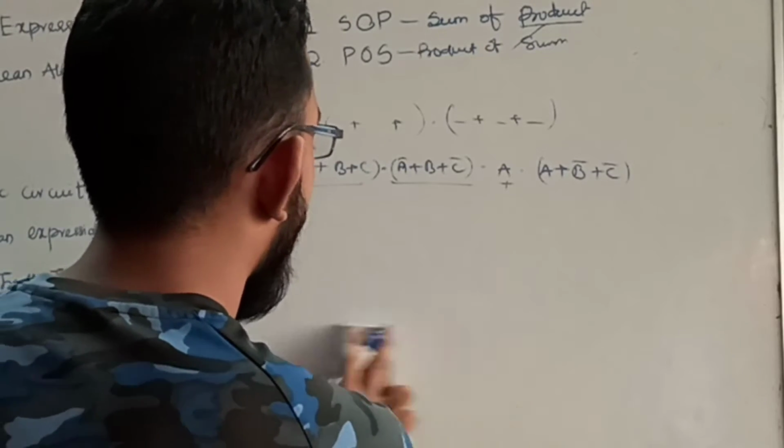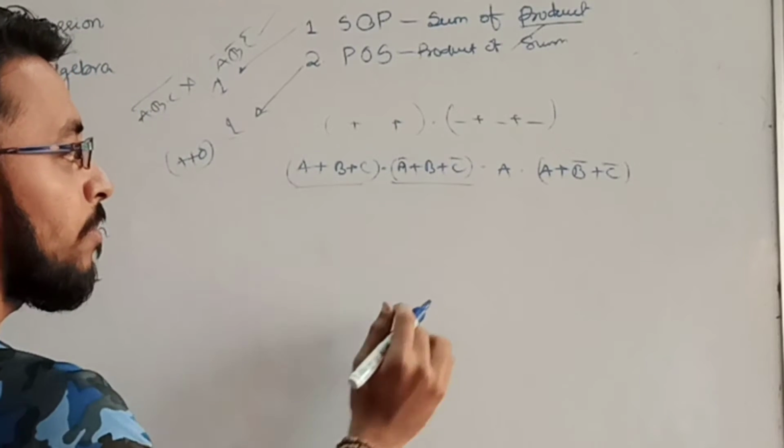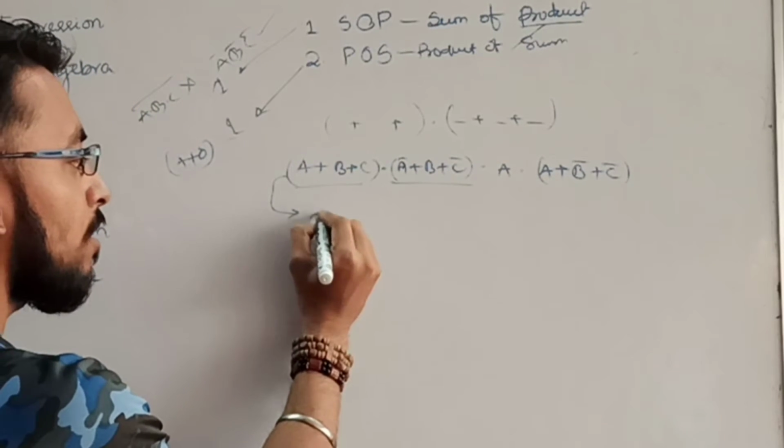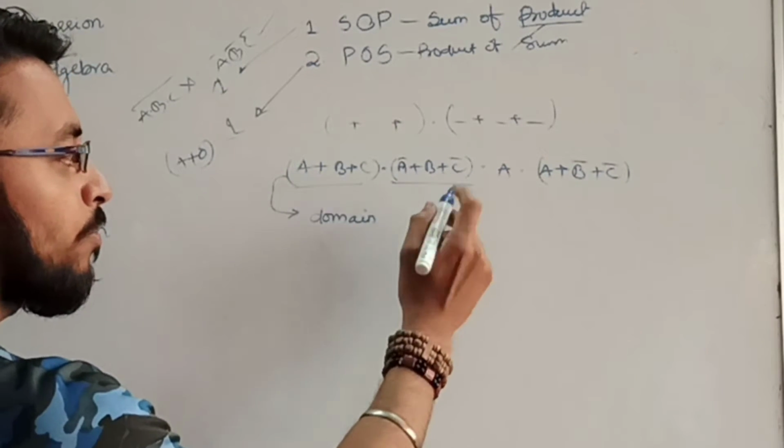Now we will see the standard form. Similar to the SOP, this is not in our standard form, because for standard form we have to find the domains. So here you see how many inputs there are.